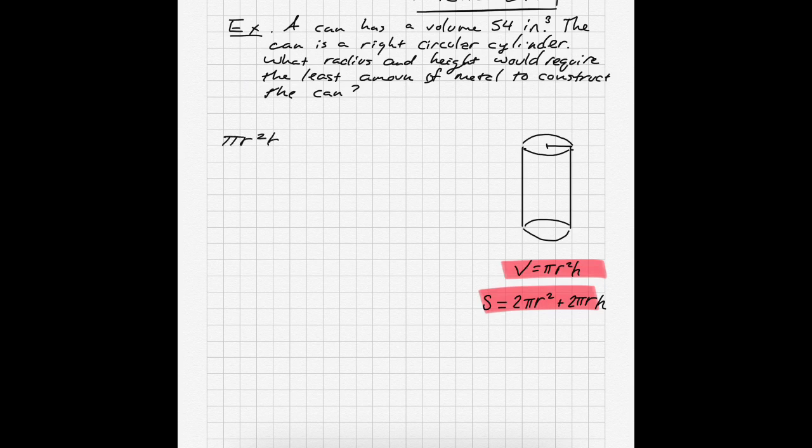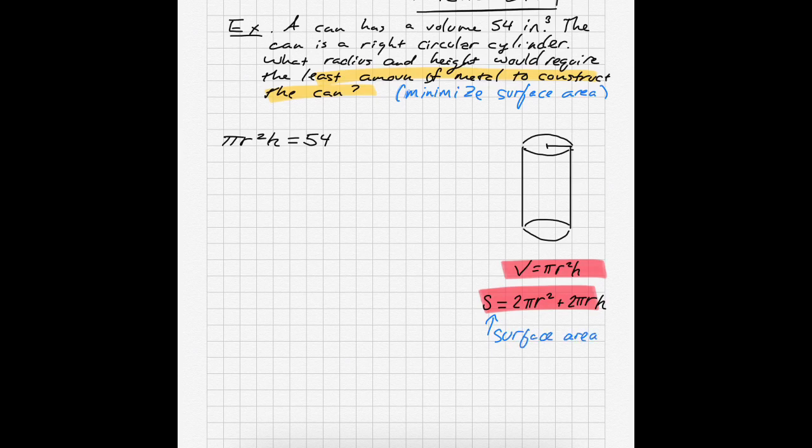So let's see. Pi r squared h, that's my volume. I know that's 54. What else does it say? Okay, so if I'm interested in the least amount of metal, then what I'm really looking for is how can I minimize. If I want the least amount of metal, I'm really trying to minimize the surface area.